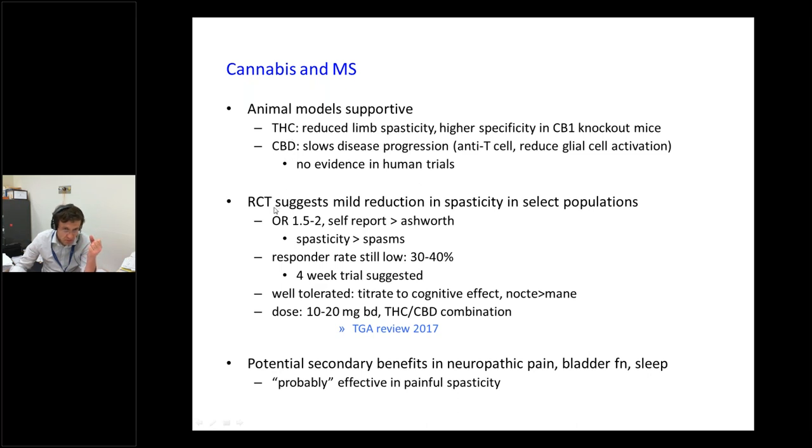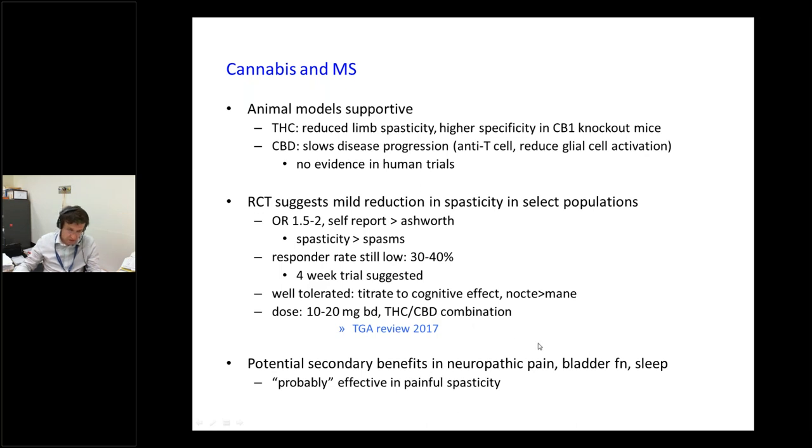There's randomized controlled evidence supporting mild reduction in spasticity in selected populations, more so than spasms, with an odds ratio of 1.5 to 2. So it's moderate. The responder rate, however, is still low, 30 to 40%. And the recommendation is you do a 4-week trial and you monitor them. We're using a combination of 10 to 20 milligrams of 50% THC, CBD, and oil.